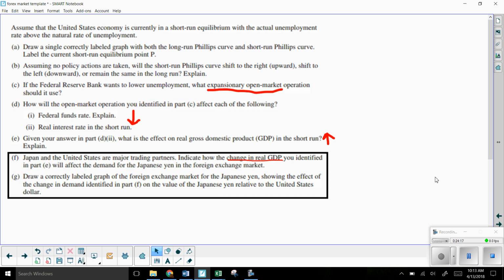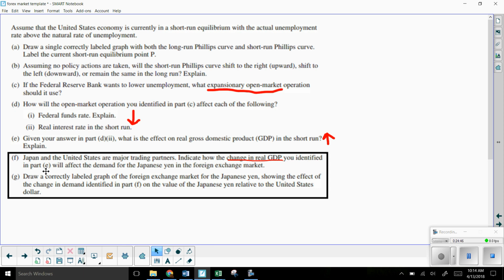Okay, if you paused that and worked on it, then my hope is that you got up to here where you saw expansionary open market operation. You might have thought, okay, that means buy bonds. They're going to push down the federal funds rate and other interest rates, and that means there will be an increase in real GDP. Why? Well, that's the goal of expansionary policy: lower interest rates, stimulate more investment and interest-sensitive consumption, shift AD to the right, real GDP increases. That's the vision of expansionary policy in general.